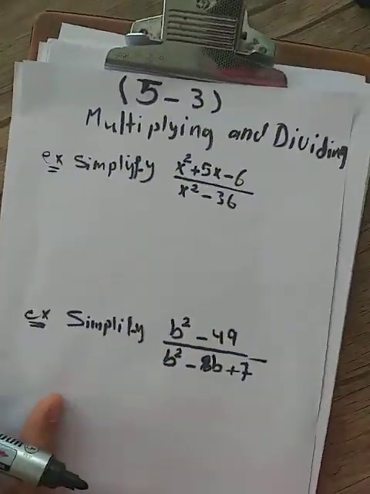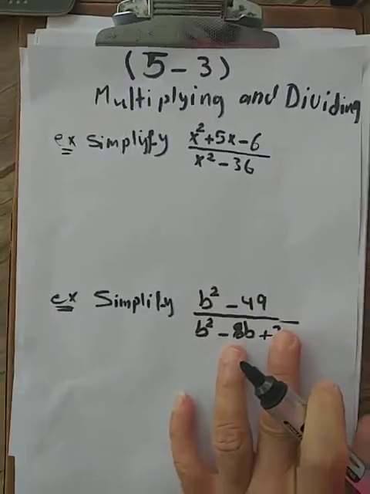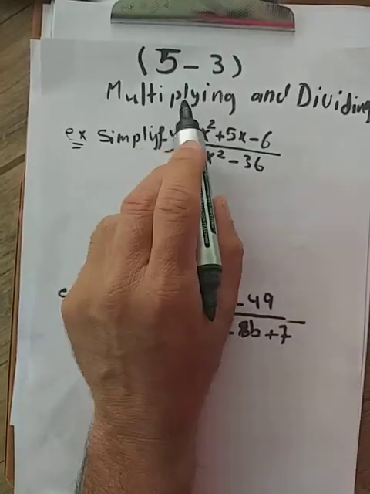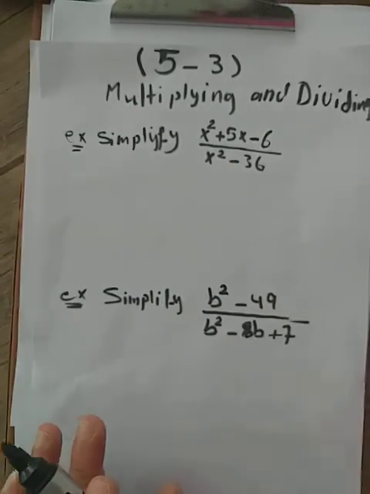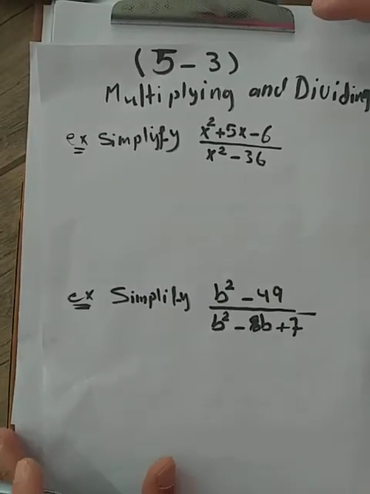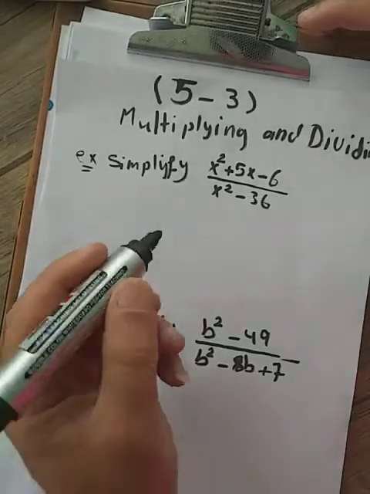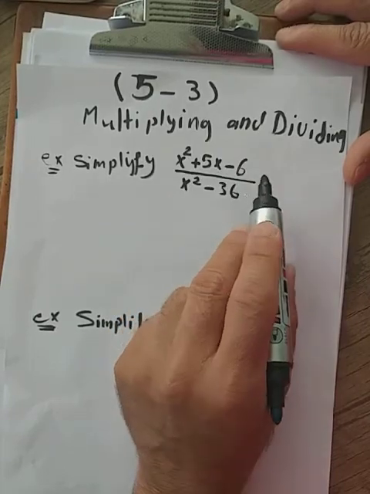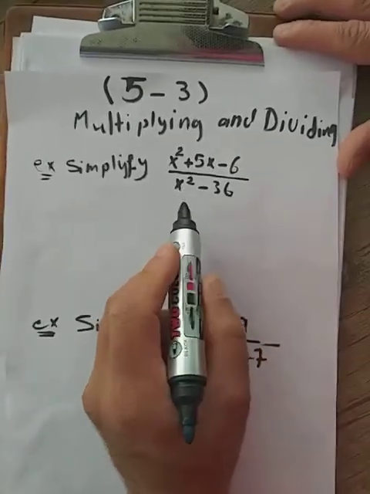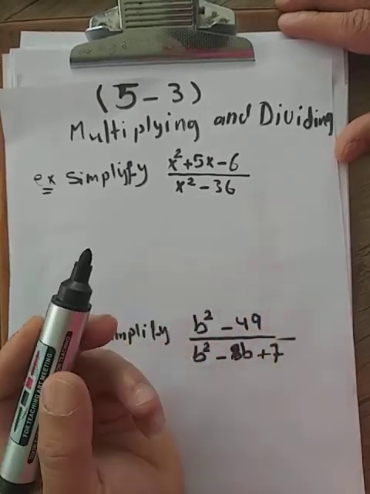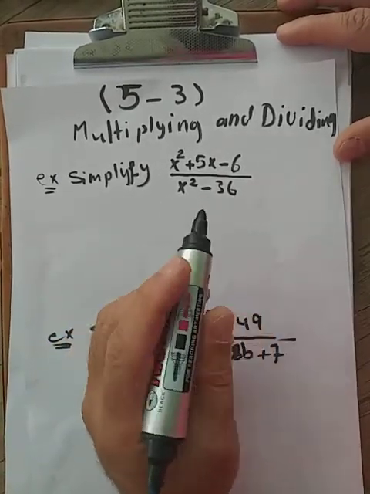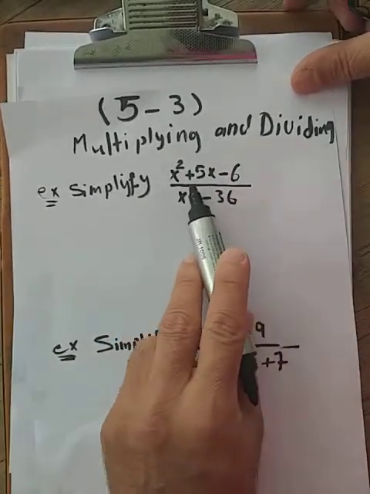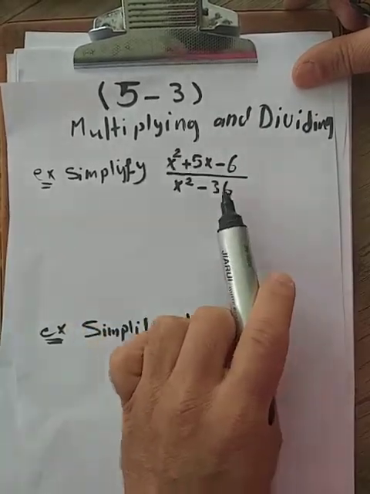This one is chapter 5, section 3. Multiplying. Let me start with multiplying rational expressions. Simplify: x squared plus 5x minus 6 over x squared minus 36. We have rational expressions, polynomial over polynomial.